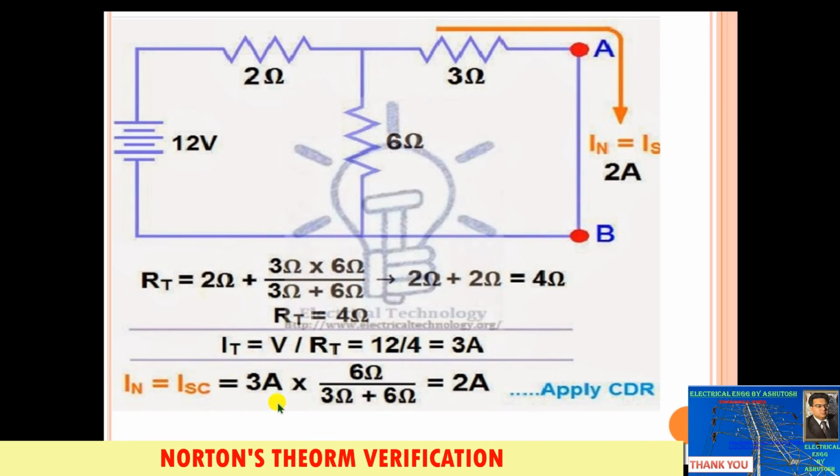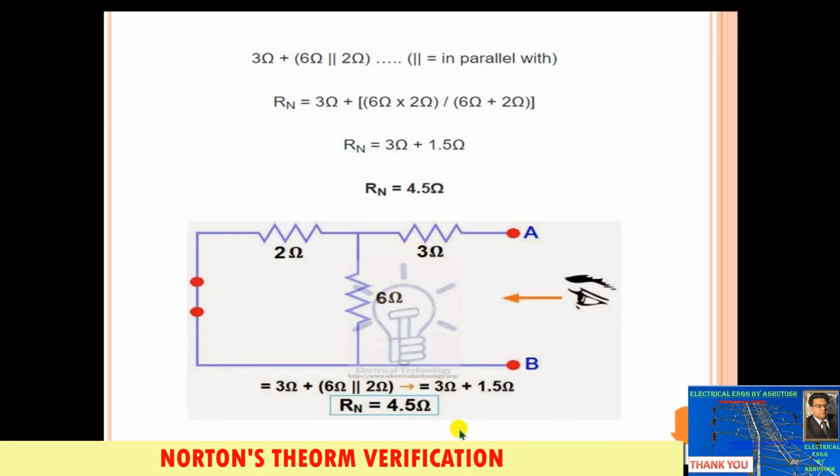Total current, what is the formula for that? We have to find out the current in this 3 ohm branch. So total current 3 ampere into the resistance in front of this branch, 6 ohm. So 6 will come first. 6 divided by 3 plus 6 equals 2 ampere. So this is the Norton's current. The current flowing in this branch A to B is called Norton's current or short circuit current.